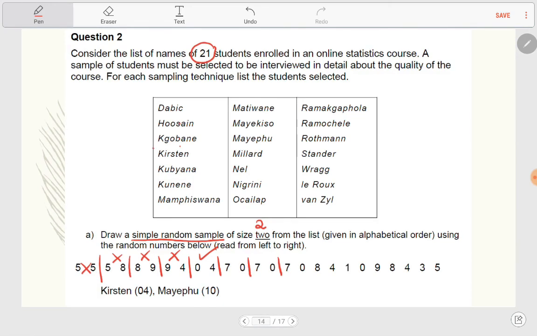So that's how they got Kirsten. We don't have 70 or 70, so you actually have to keep going with this one. 70, 84, until you get to 10. So Kirsten was 4. So 5, 6, 7, 8, 9, 10. So that is your random sample of 2. That's how you get that answer.